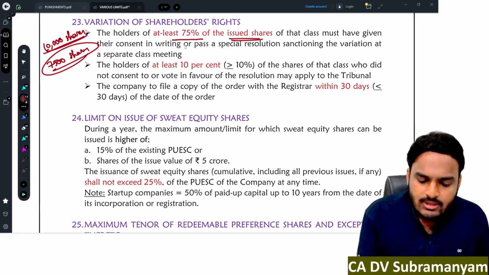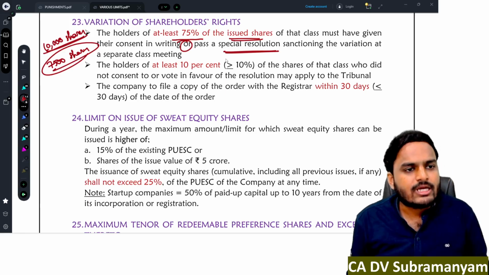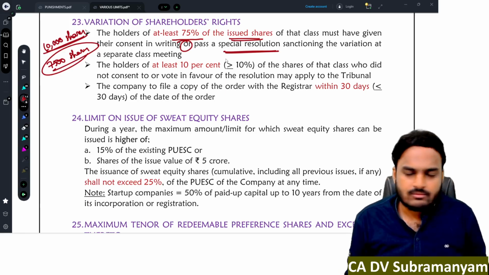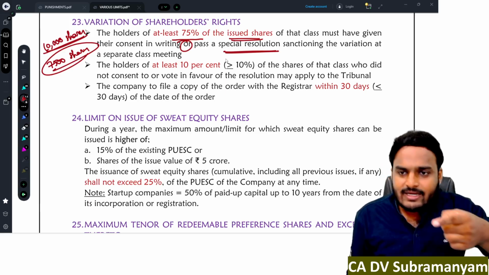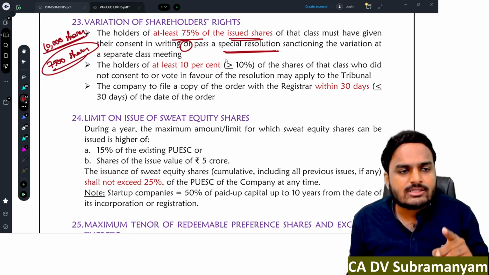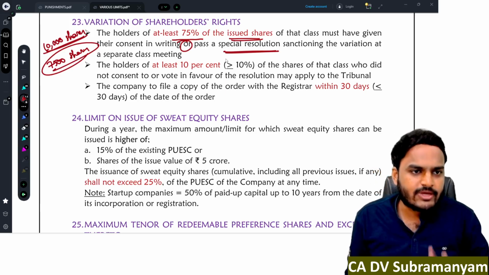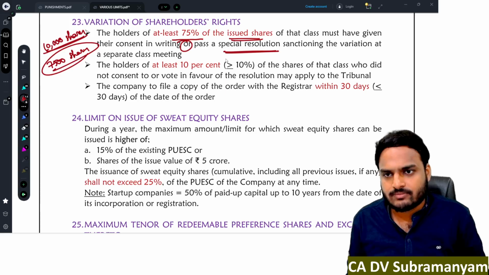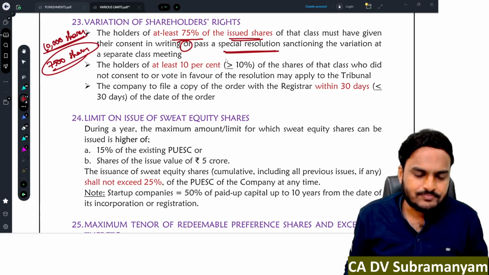Sir, we can call for a meeting, sir. In that case, get a special resolution in that meeting. Either of these 2 options should be satisfied. One is to get consent in writing. In case of written consent, holders of at least 75% of issued shares must give consent to the variation. If you are able to call for a meeting, a special resolution is required.